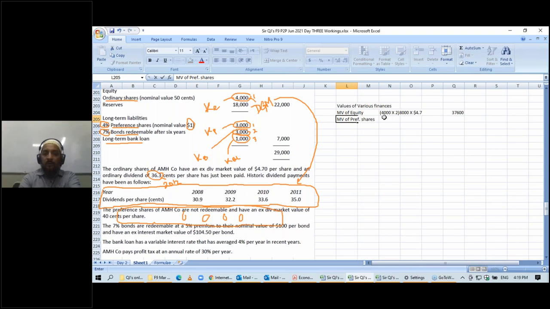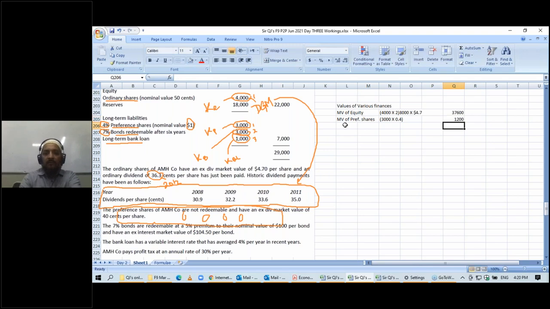The market value of preference shares: each preference share is worth $1 face value. There are 3,000 preference shares as per the statement of financial position, and each preference share is worth 40 cents in the market as per the question. This has been given after the statement of financial position. In the question, you can note after the dividends that they have given the market price of the preference shares. So this makes 1,200.